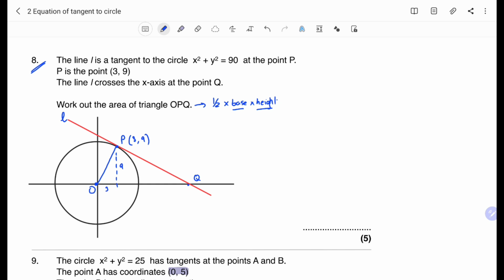And also that coordinate (3, 9) allows us to get the gradient of this radius OP. And that's what we'll do now. So we're going to calculate the gradient of OP, rise over run, 9 over 3, which is 3. Why do we do that? We did that so that we can get the gradient of the tangent. The gradient of the tangent is minus 1/3.